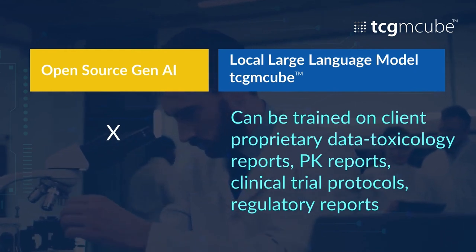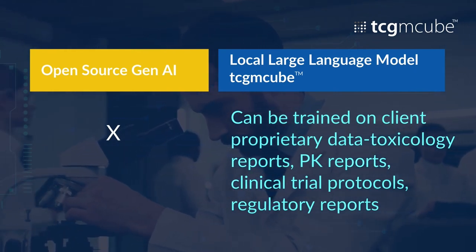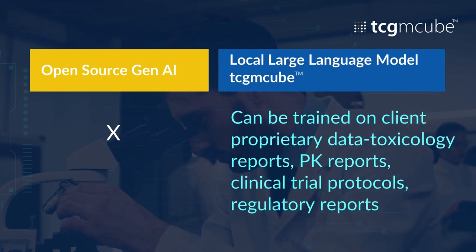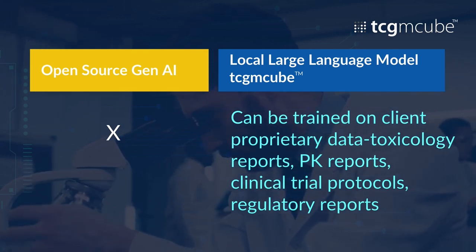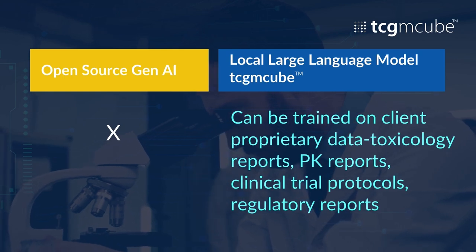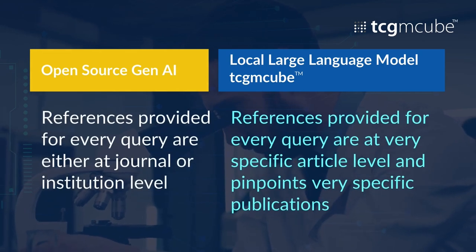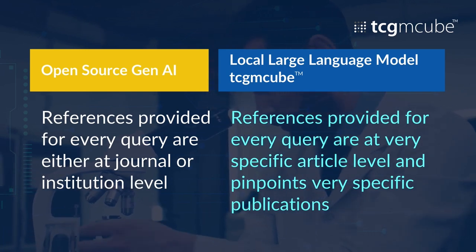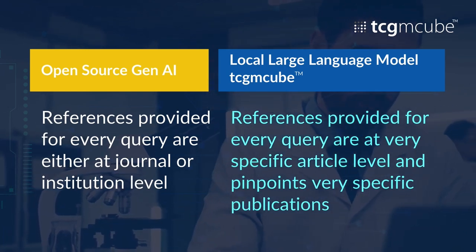Now, your proprietary data such as toxicology reports, PK reports, clinical trial protocols, regulatory reports, and other proprietary documents for successful, ongoing and failed molecules can now be used to train the local large language model to provide faster and higher accuracy in responses and bring in more productivity to your enterprise and industry search with high velocity. Our application pinpoints the specific articles taken as references, whereas ChatGPT provides references at an institution level.